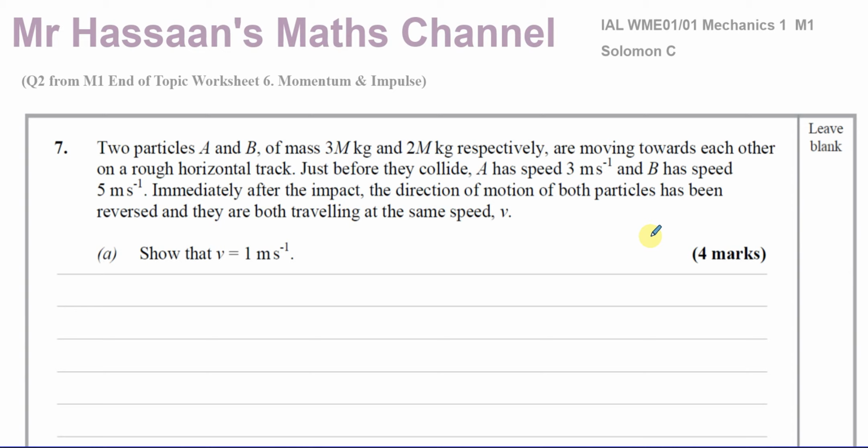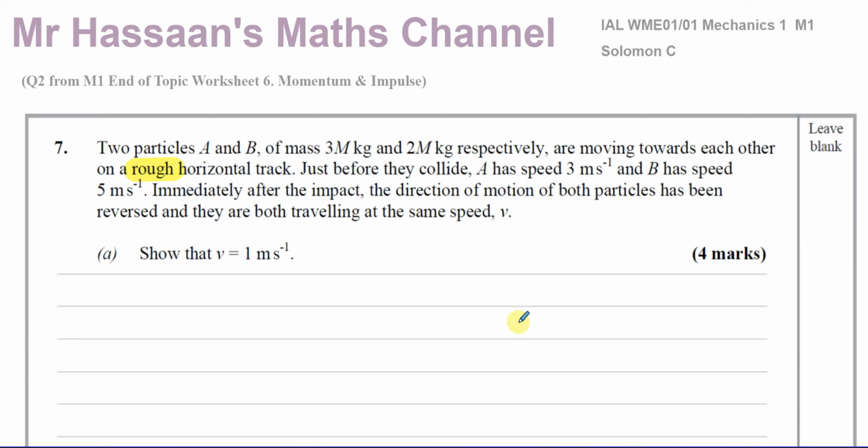This question here is about two particles, A and B, of mass 3m kilograms and 2m kilograms respectively. They are moving towards each other on a rough horizontal track. So it's a rough track, so we've got to maybe consider something about that. Why did they say rough? Obviously, normally it says smooth here. So rough obviously means there's going to be some friction involved somewhere in this question.